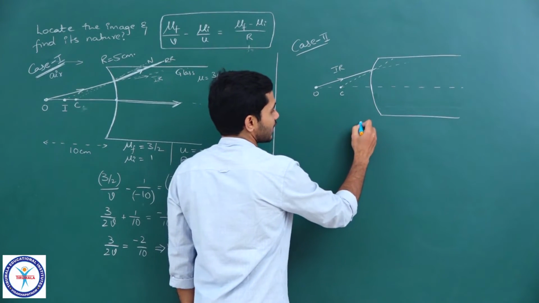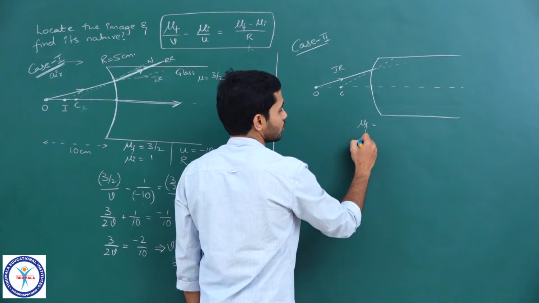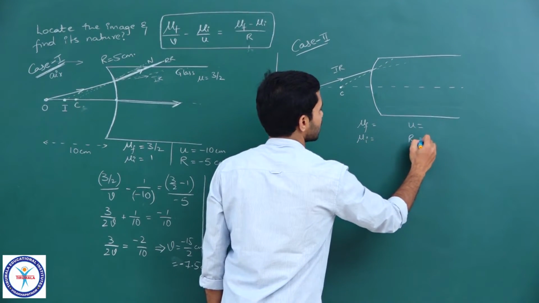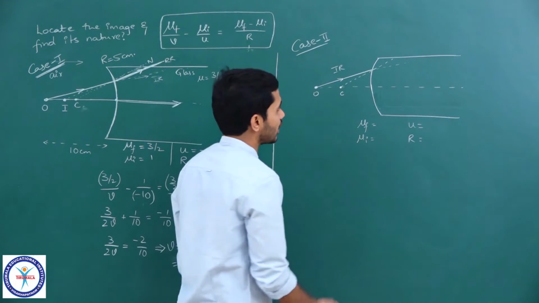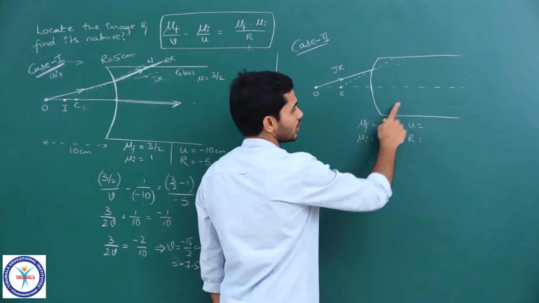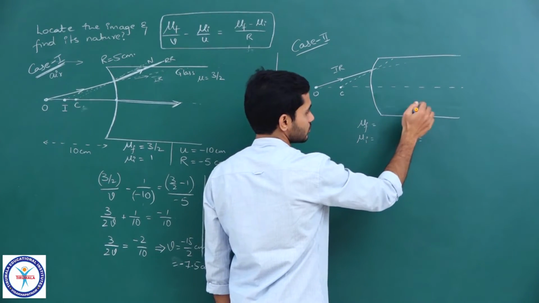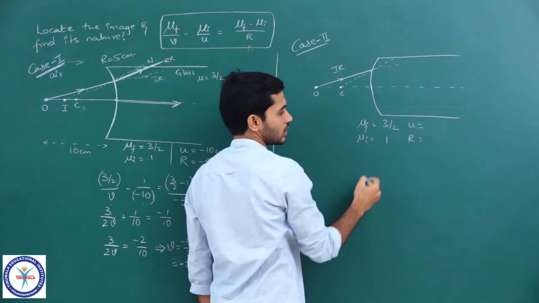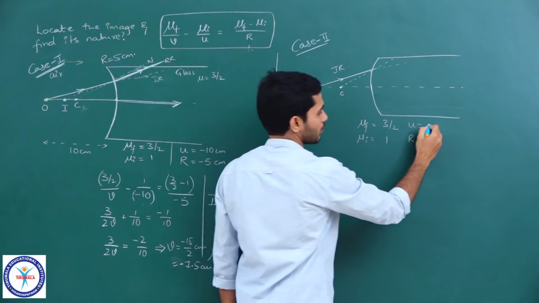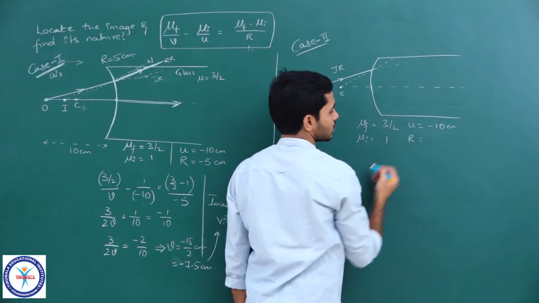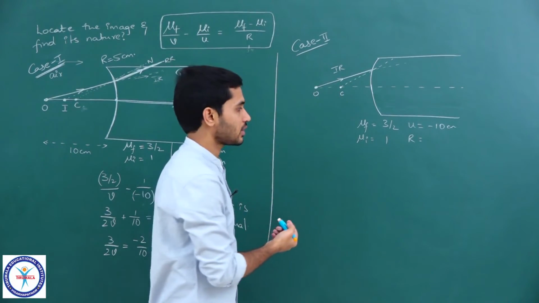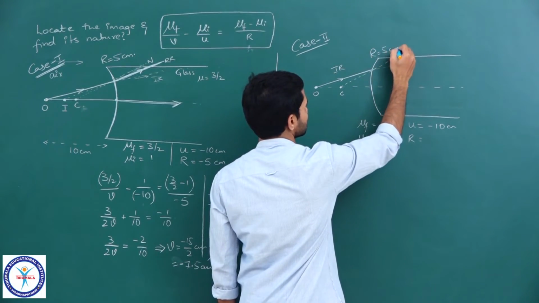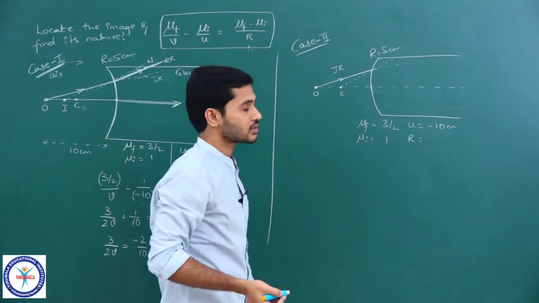So, once again, let us write the values of mu final, mu initial, u and r. Mu final, what is mu final? Final medium is 3/2, initial medium is 1, and u is still the same, minus 10 centimeters, same case as earlier. R, what is r now? We have taken the radius of curvature as 5 centimeters. So, what is r in this case?